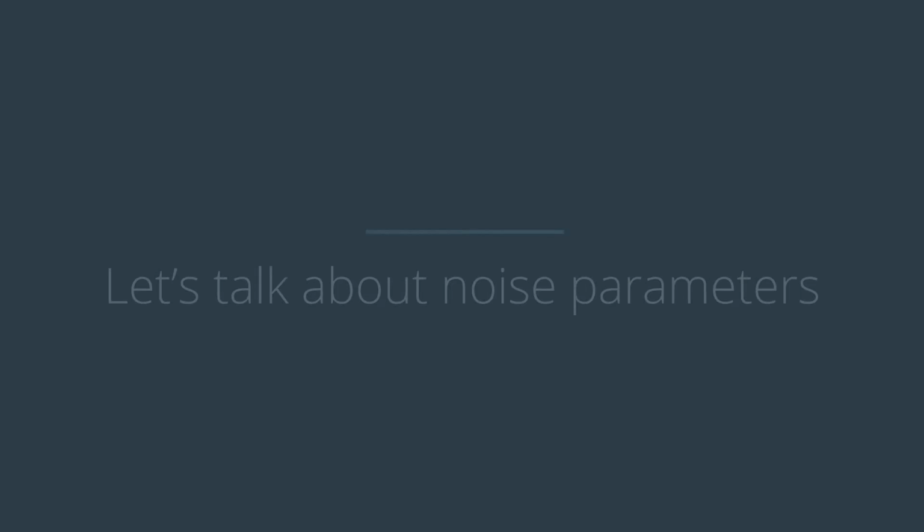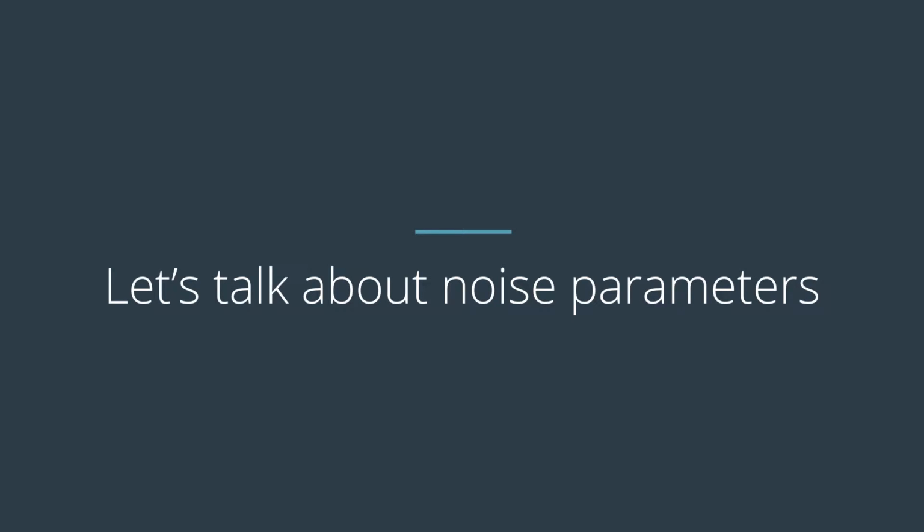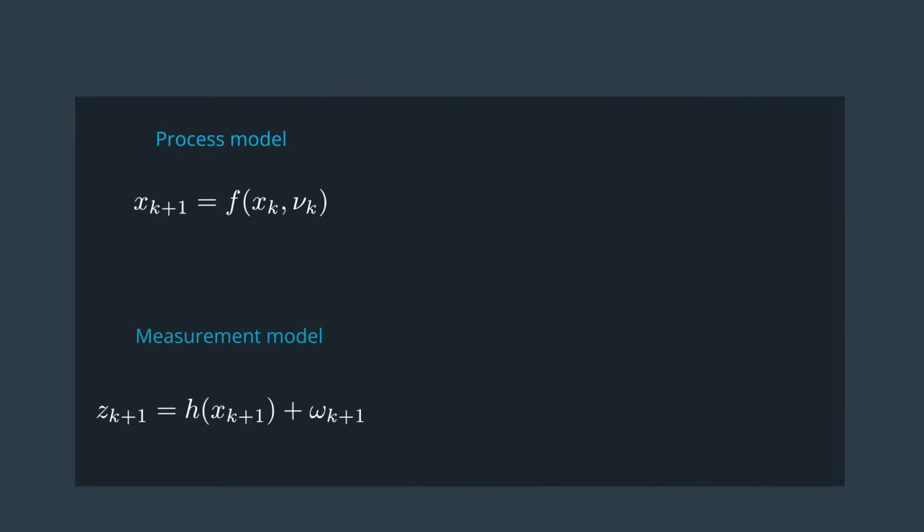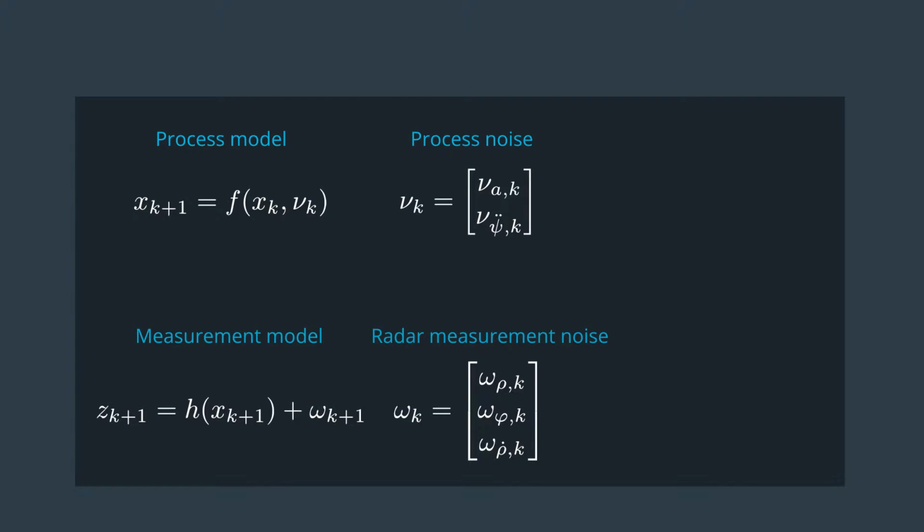In this video, I would like to discuss with you how to choose noise parameters and how to evaluate this choice. This is not only related to the unscented Kalman filter, but it can be applied to any Bayesian filter. When we talked about our process and our measurement models, we introduced several sources of uncertainty. In the process model, we introduced the process noise ν_k, and in the measurement model, we introduced the measurement noise ω_k. In case of a radar measurement, this was the noise of the distance measurement ρ, the angle measurement phi, and the radial velocity ρ_.